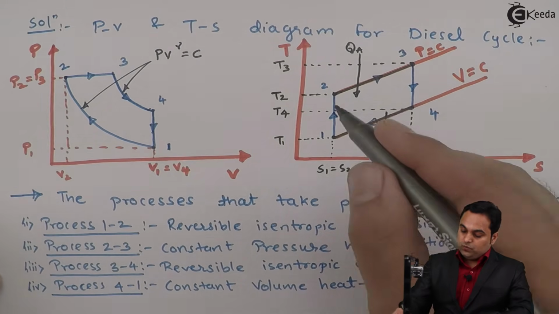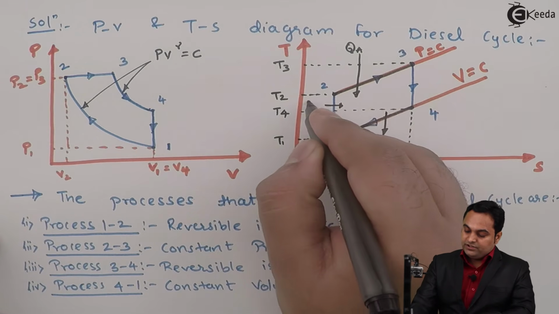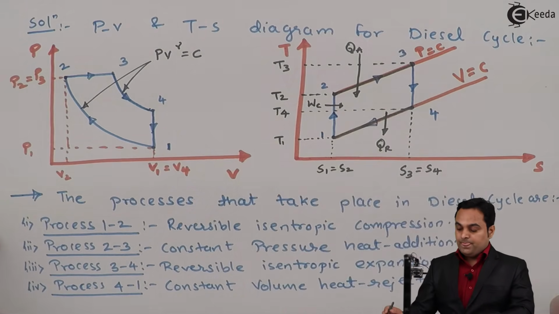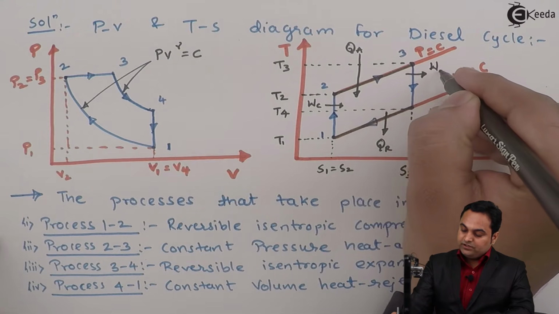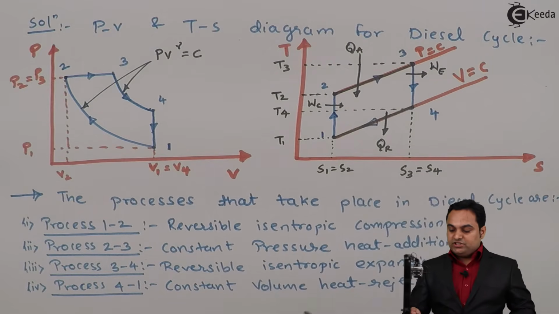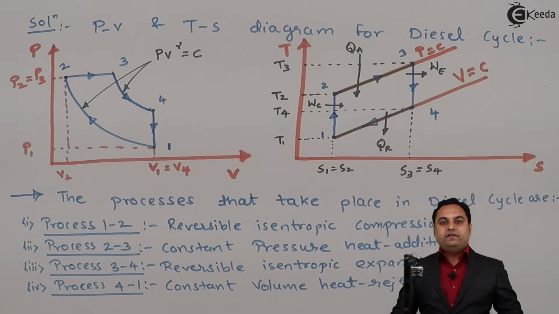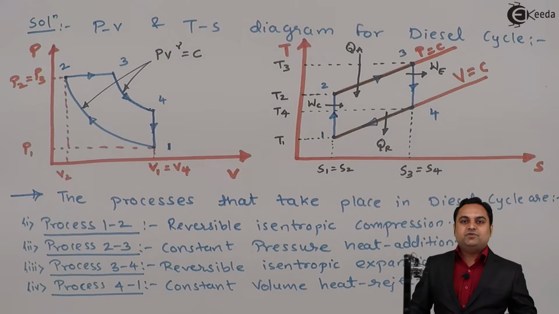Then work during compression will be W suffix C, work done into the system, and work we are getting from the system will be W suffix E, work we are getting during the expansion process. So this is the PV and TS diagram for diesel cycle. Next I'll see what to solve or what we have to find out in this question.